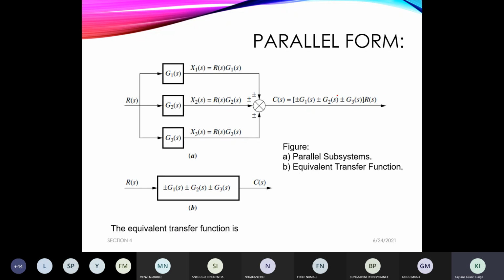But what matters now is for us to know how we can find the equivalent block diagram when the block diagrams are connected in parallel. You just have to do the sum of the block diagrams, you add them together, so you get the equivalent block diagram as it's shown here. So this is the equivalent block diagram, with our input signal and our output signal and our transfer function inside. The equivalent transfer function for the parallel will be in this form. This plus or minus is just showing that it depends on the sign.